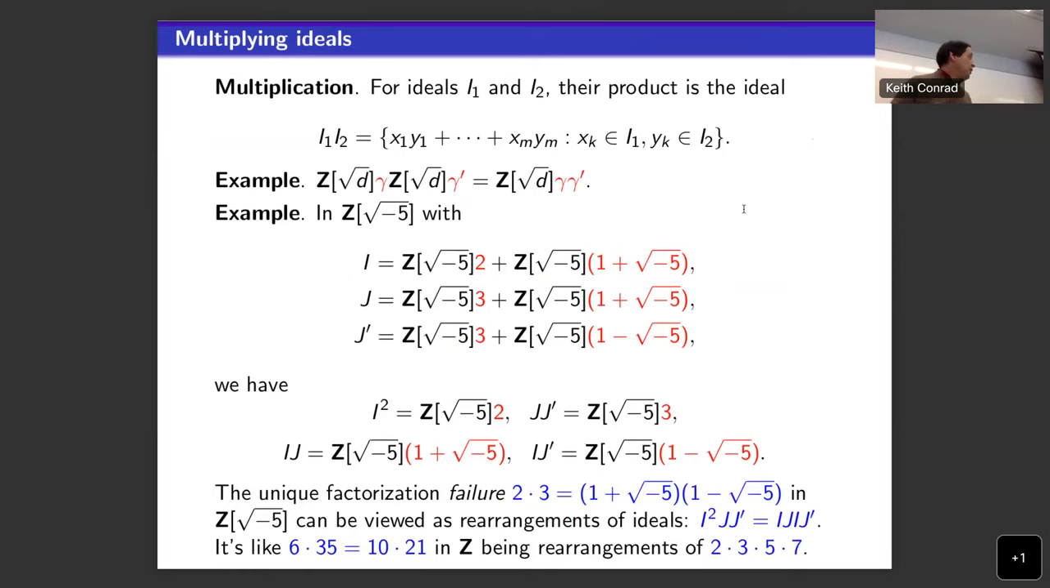So this failure as an equation of elements just becomes the simple rearrangement of factors as an equation of ideals. I squared times JJ prime is IJ times IJ prime. Easy peasy, right? And so what we see here is this is very much like the bogus factorization, well, not bogus, but the non-prime factorization of 210 that I mentioned before in Z. The different parts break up and you can rearrange them using primes to see that it's really the same factorization if you drill down a little bit further.